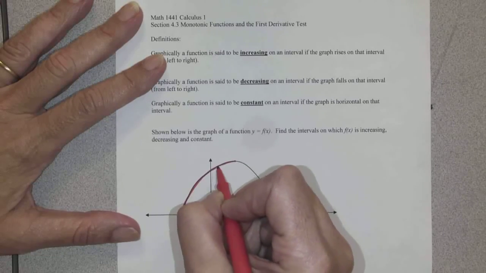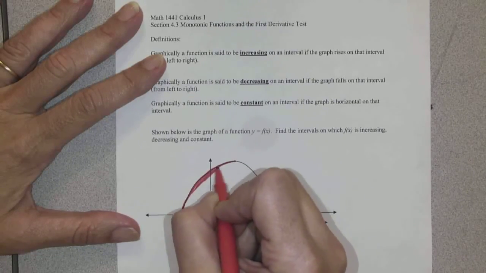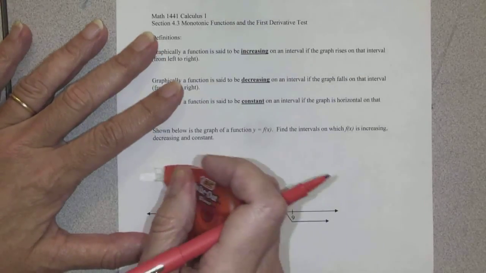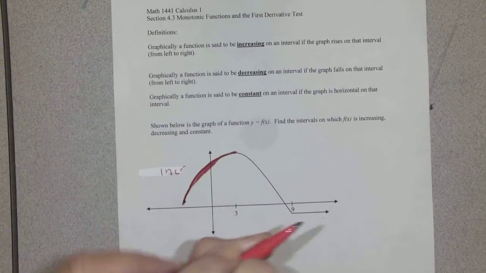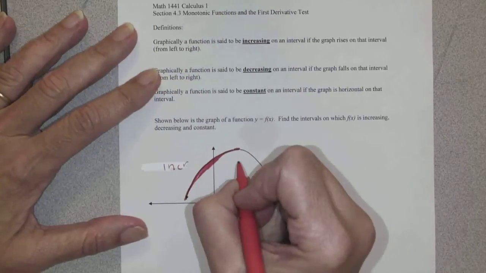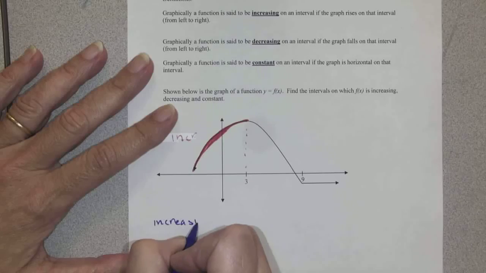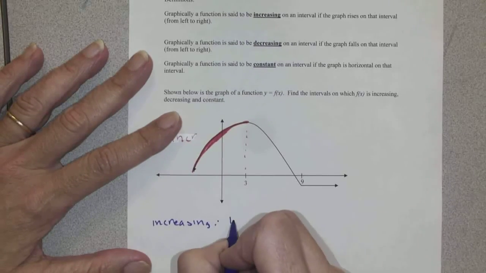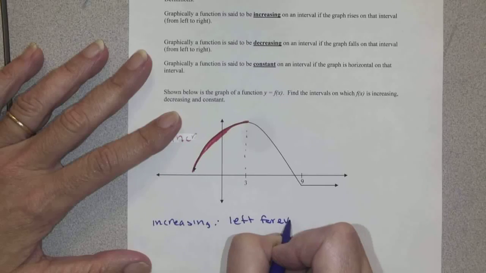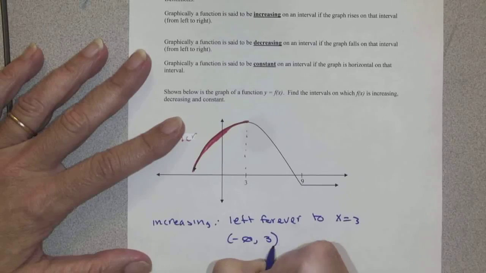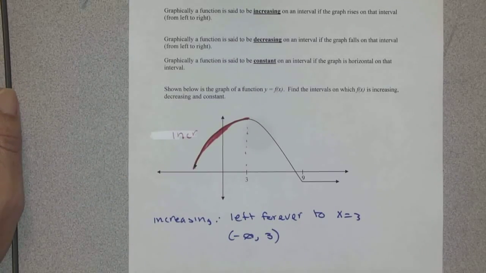Here's where this guy is increasing. INCR stands for increasing. And so it's increasing right up to that number 3. So we say that this is increasing, and we'll write it out in words first, on the left forever to x equal 3. So as an interval, negative infinity to 3, with an open parenthesis. We don't include 3 because that's where it's changing.